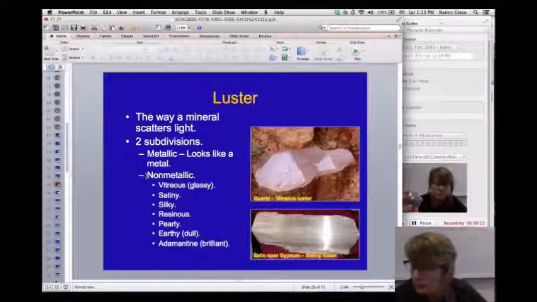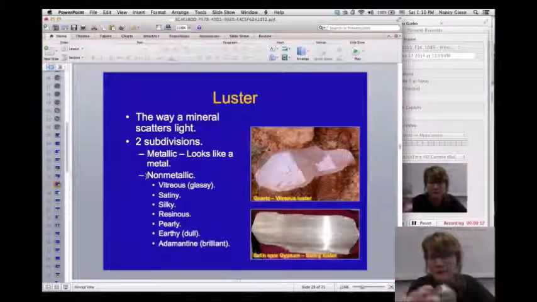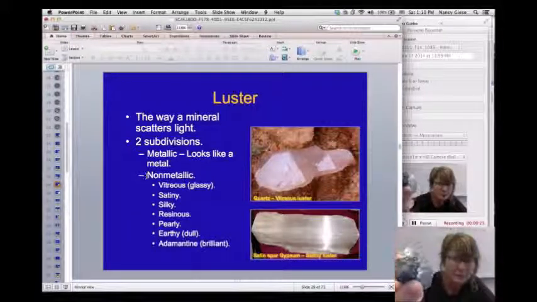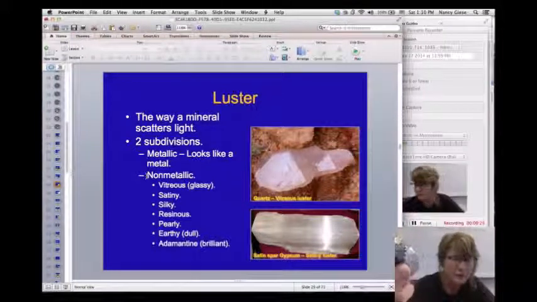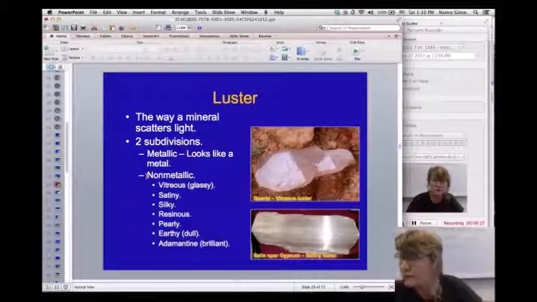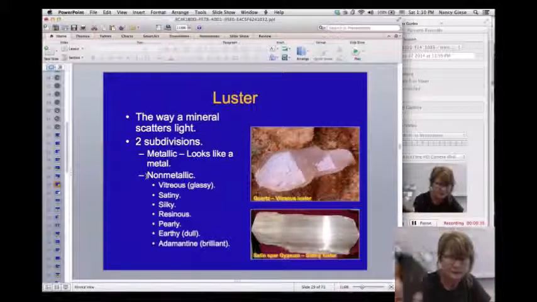For example, this is pyrite. It has a metallic luster. Metallic luster. If it has a metallic luster, you can stop there. Here's another example of a mineral with a metallic luster.